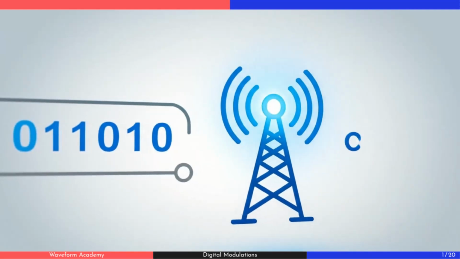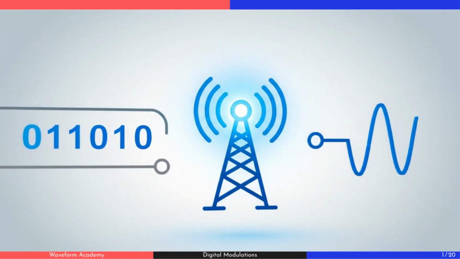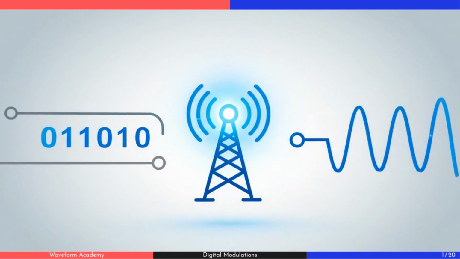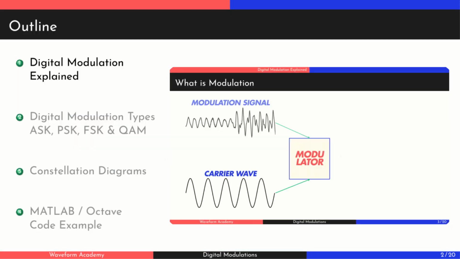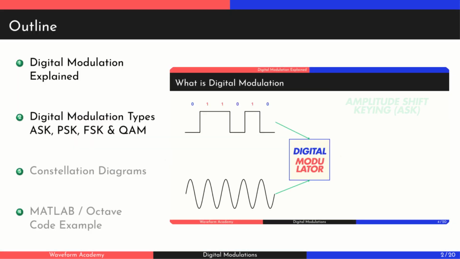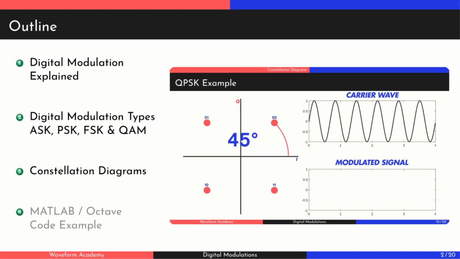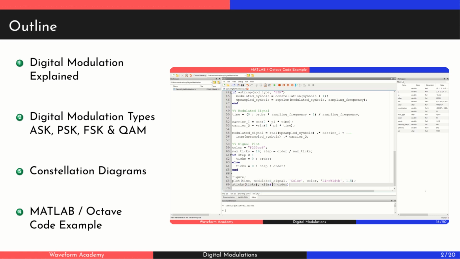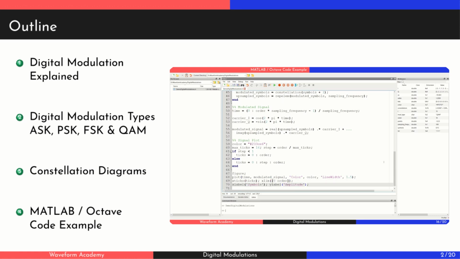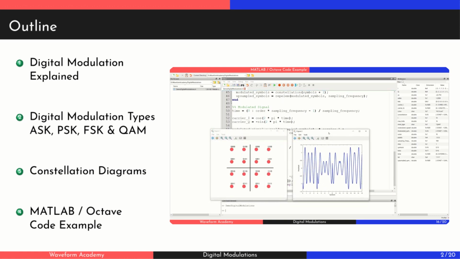Digital modulations are the standard for encoding data into electromagnetic waves for modern communication. In this video, I'll break down how these techniques work, explain the core types used today, and show how they are visualized using constellation diagrams. To finish, we'll move from theory to practice by building a MATLAB-compatible script using Octave.